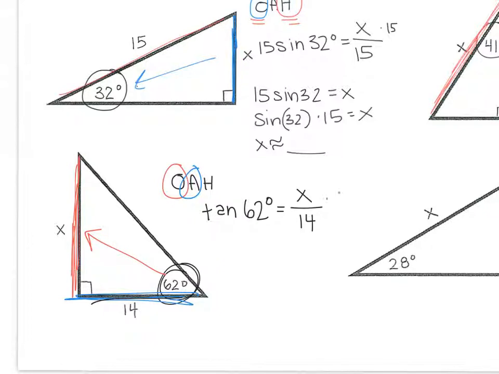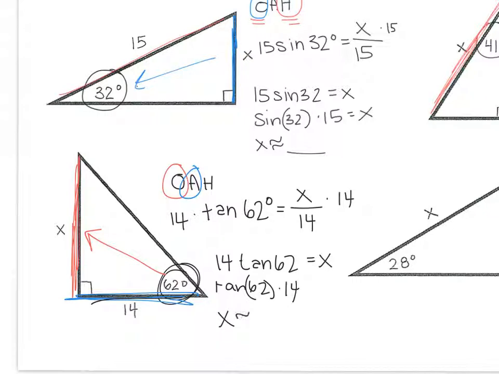So to solve for X, you multiply both sides by 14. So it's either 14 tangent of 62 or tangent of 62, close the parentheses, times 14. So again, you're going to get a decimal. You're going to round to the nearest. If it says tenth, it's one decimal. If it says nearest distance, then it's the whole number.